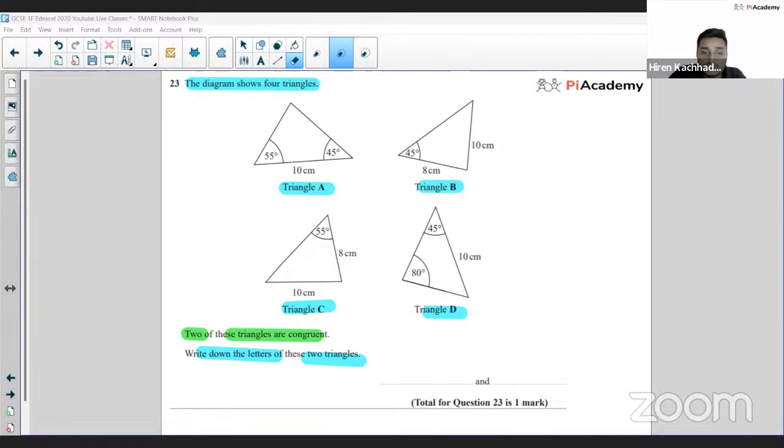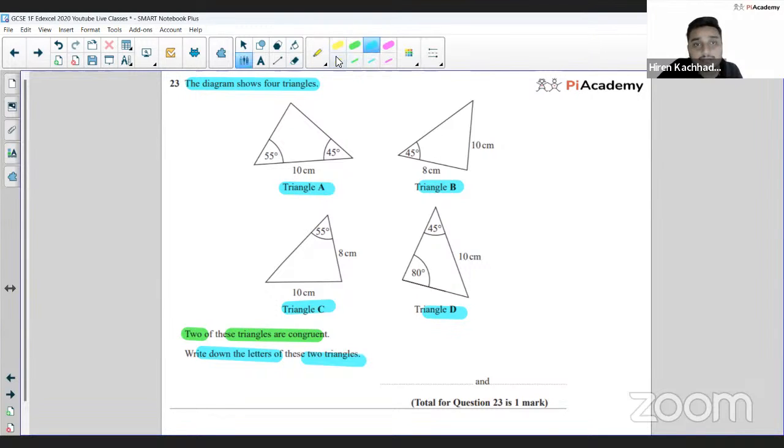Okay, so let's try to solve this question now. Basically they are talking about congruent, right? So if you want to prove whether any two triangles are congruent or not, there are some rules, right? You can say same sides, same angles, or you can mix, like side, angle, side. So let's figure it out.